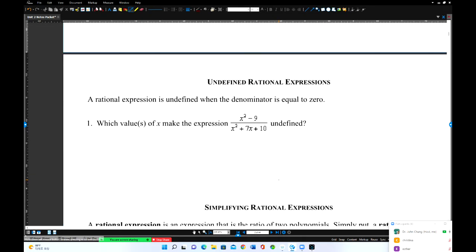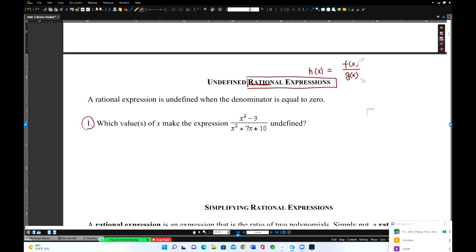The next topic is undefined numbers. When we're talking about rational functions, what is a rational function? I'm going to use h of x equals f of x over g of x. Especially when you have the x variable in the denominator, we say rational. Ratio means fraction. f of x is a polynomial and g of x is a polynomial, so all together, we say rational expressions.